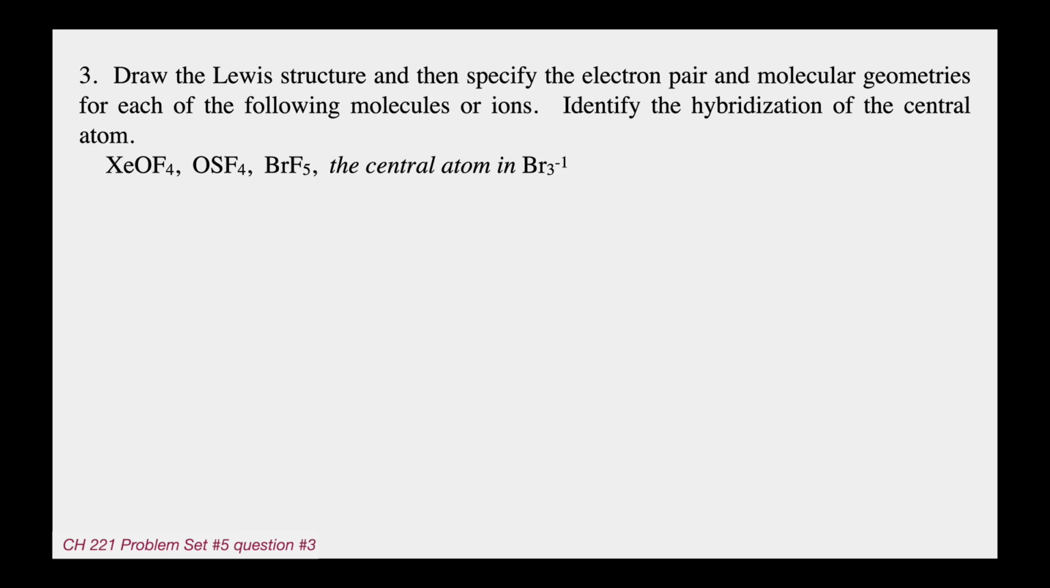Question number 3: draw the Lewis structure and then specify the electron pair and molecular geometries for each of the following molecules or ions. Identify the hybridization of the central atom. Okay, so there are 4 possibilities here: XeOF4, OSF4, BrF5, and the central atom in what's called the tribromide ion. So again, how this works: draw the Lewis structure. The central atom's electron pair geometry will lead to the hybridization.